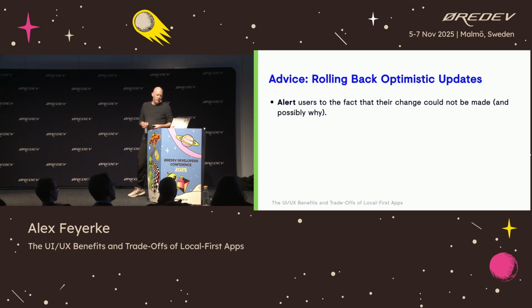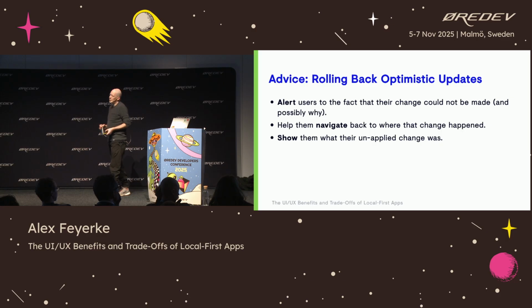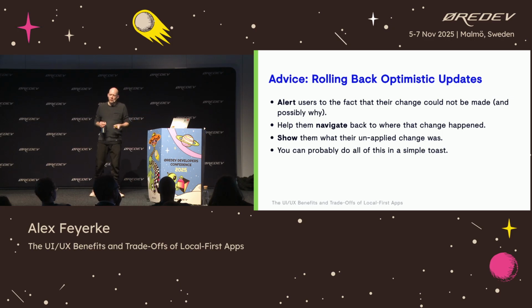So alert users to the fact that the change could not be made, and maybe why, maybe it's important. Help them navigate back to where they were, but also keep in mind they may not want to do this right now. And show them what their unapplied change was. And if your changes are small, as they should be, this gets easier, because then you can just deal with this in a message or a toast or something. You don't have to invent a new UI element to deal with it.